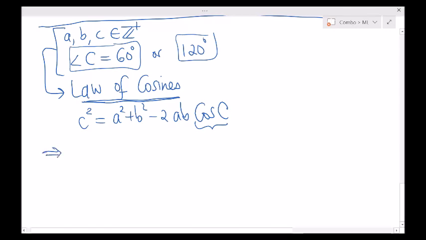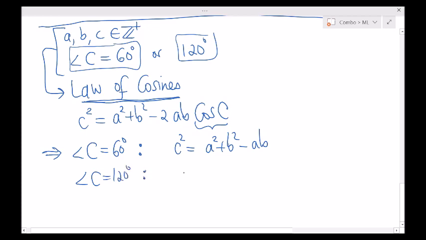So therefore, this gives us two different triangles. If C is equal to 60 degrees, that gives us the formula C squared equals a squared plus b squared minus ab. And in the other case, where C is equal to 120 degrees, C squared ends up being a squared plus b squared plus ab. Now our goal is to find all of them. Like we found all the right triangles, now we will find all triangles with integer side lengths. How can I parameterize it?